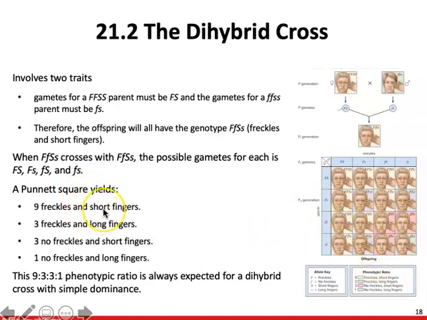9 who are going to have the dominant phenotype in both cases. 3 with a dominant phenotype and recessive phenotype. 3 with a recessive phenotype and dominant phenotype, and 1 individual is going to be recessive for both traits.